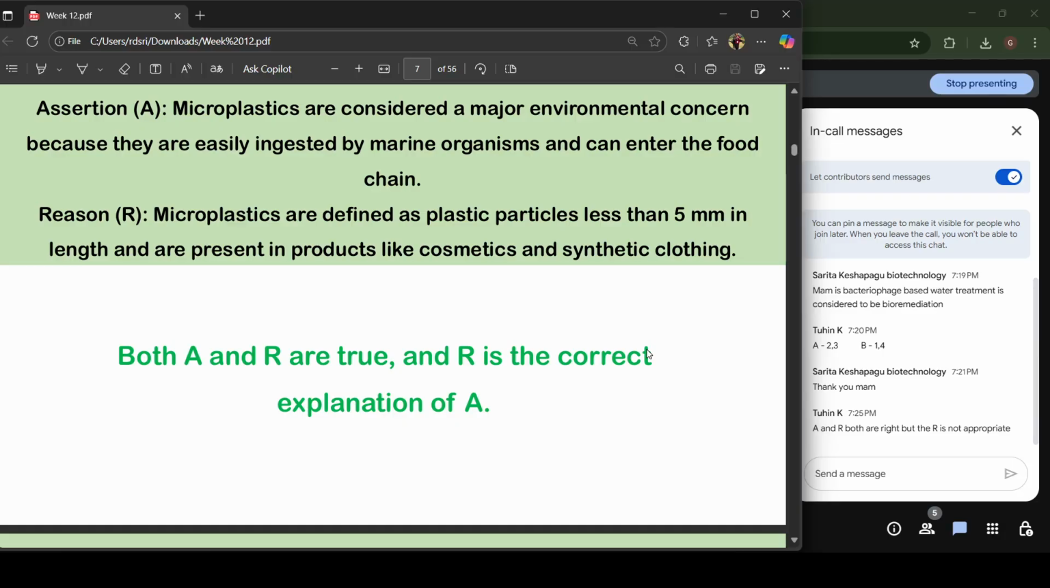You have it in cosmetics and synthetic clothing. So it states where the source is, and it tells you that it reaches the marine environment, and it reaches the food chain. So it has a very long or distant connection, but still the reason is explaining the assertion here.